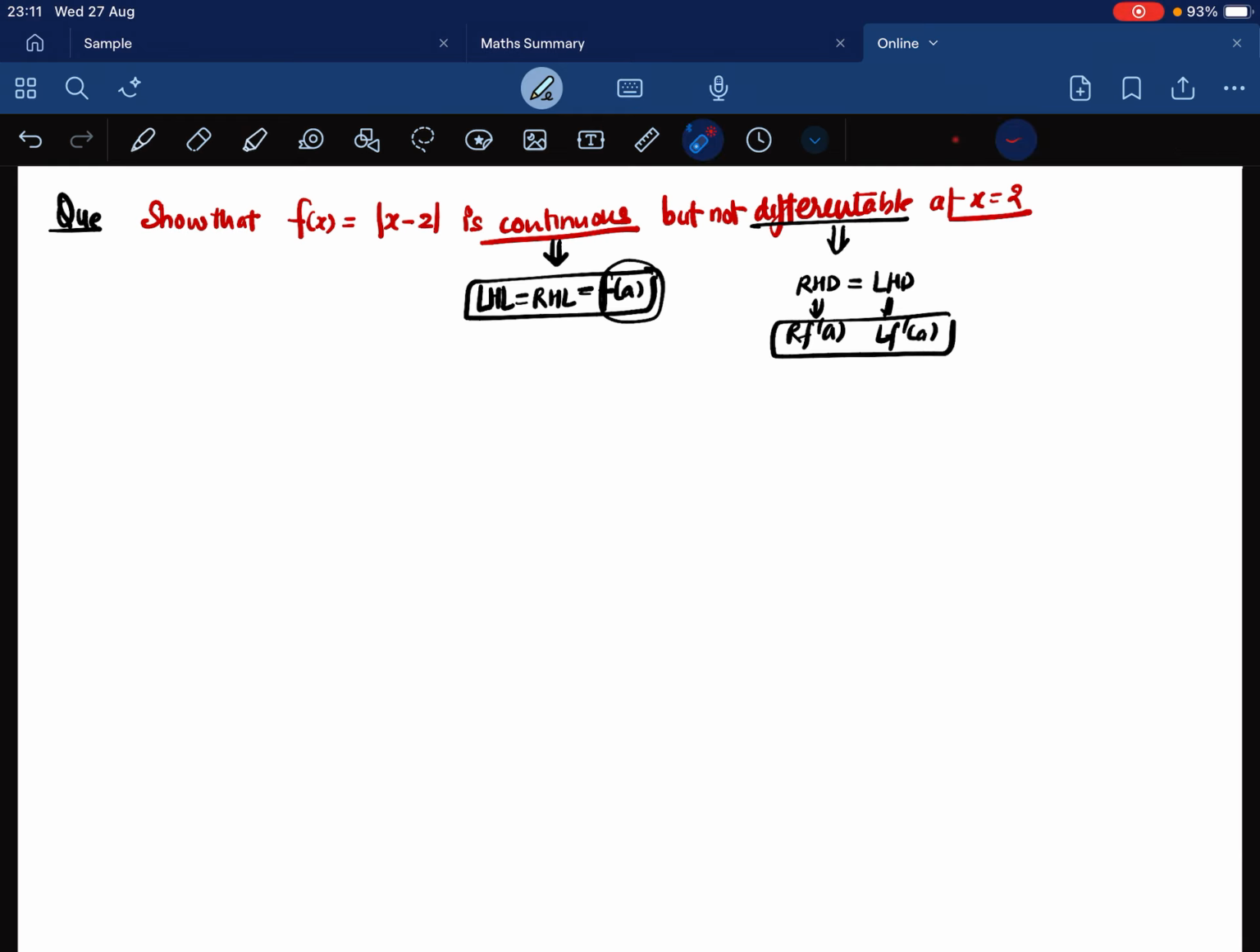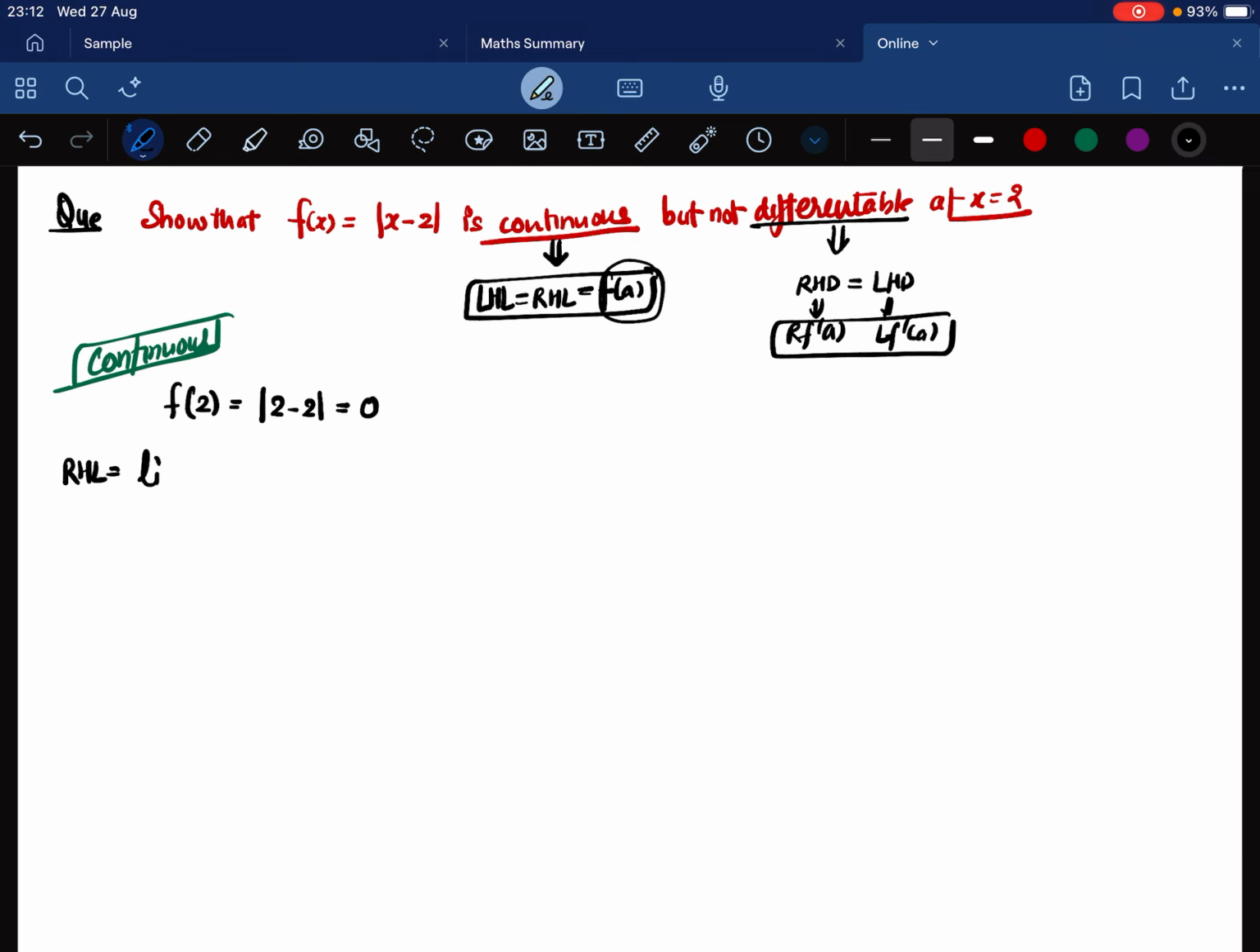Okay, so checking first, what we need in this is f(2). We are checking the differentiability at x = 2, so first calculate f(2). f(2) is calculated as |2 - 2|, and this is equal to 0. So one thing is calculated. Now we are first checking the conditions for continuity.